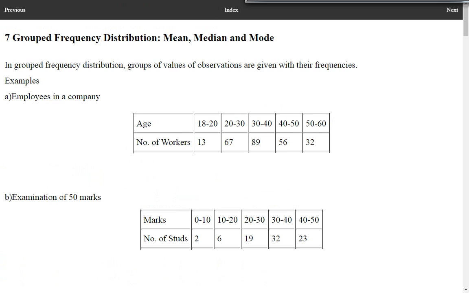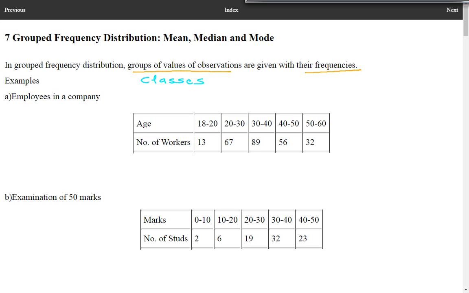So, what is group frequency distribution? In group frequency distribution, groups of values of observations are given and their frequencies are given. Groups of values of observations are called classes. They are called class or classes and their frequencies. So what is frequency of class? Number of observations that appear in the class.